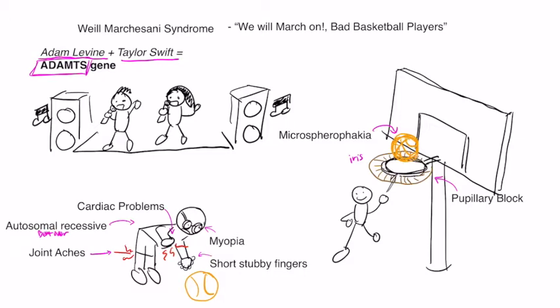Alright, so today we'll be talking about Weill Marchesani syndrome. Just imagine that this takes place in a basketball game setting. So kind of like a high school game, and they have a cheer, "We will march on." And unfortunately, these patients tend to be bad basketball players, which we'll go into in more detail here.